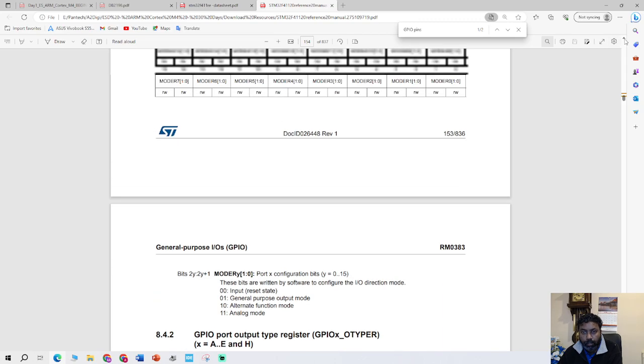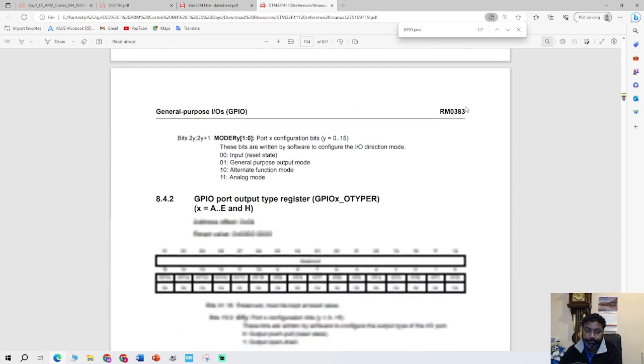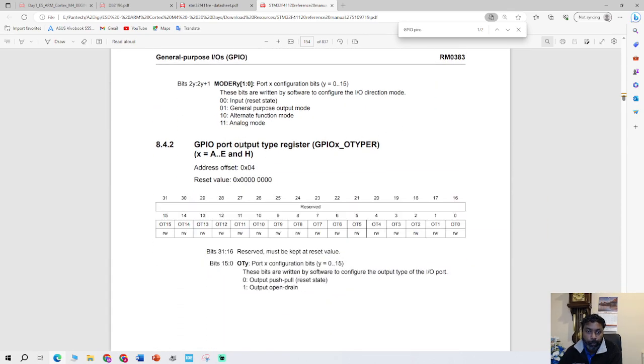If you write 01 here, that means this port is set to output mode. If you write 10 here, then it's an alternate function mode. If you write 11 here, then that's an analog mode. And this is the GPIO port output type register. As we learned, if bits 15 to 0 are all 0, then that's push-pull. If all these bits are 1, then it's considered open drain, and its offset value is 0x04.